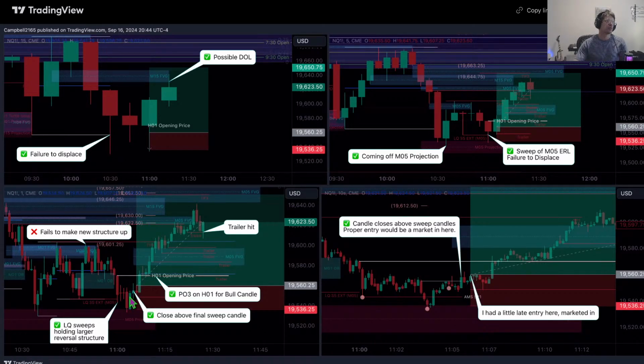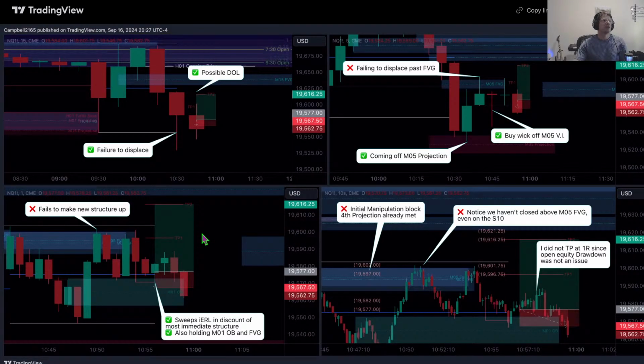The M1 sweep right here. So if you took this candle and you do the manipulation, it's right up to there. And probably took profit there, profit here, and then had the trailer right here. So that was a good trade. Let's see. This trade was probably a little bit premature.